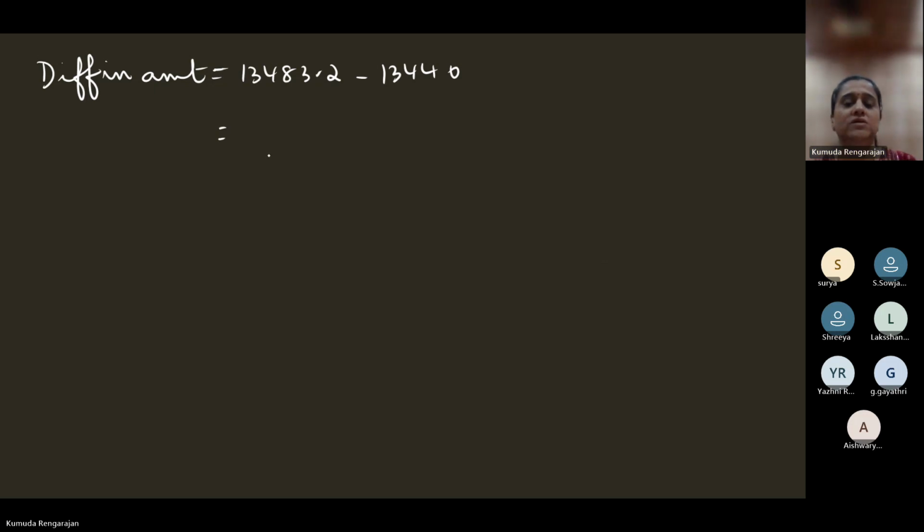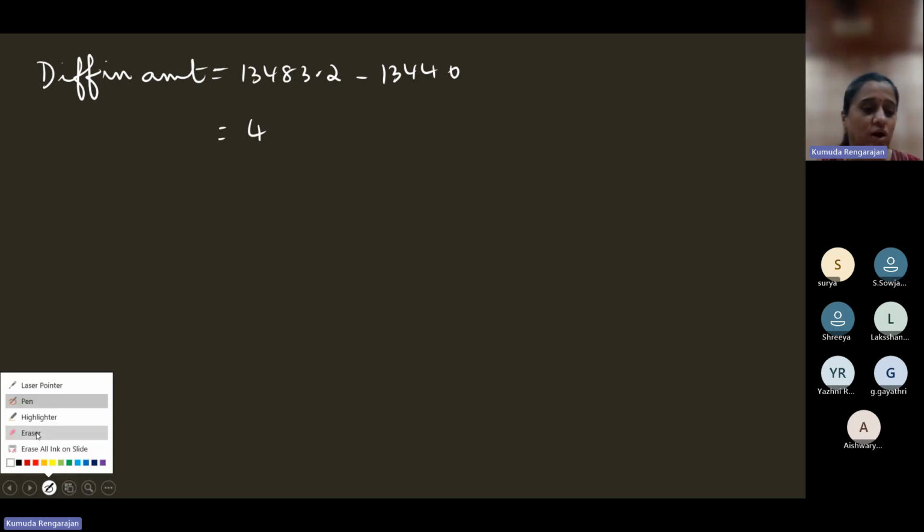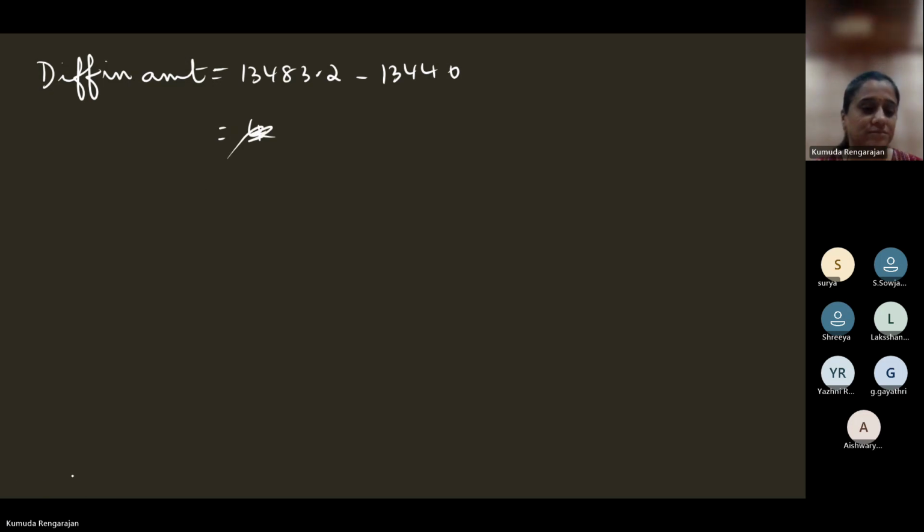Yeah. So this is 440, this is 483.2. So how much is that? 48 rupees. Oh no, 83, sorry, 43 rupees. So the difference is rupees 43.2. Got this? Yes, I got this answer. So the extra money to be paid under compound interest is 43 rupees 20 paise.